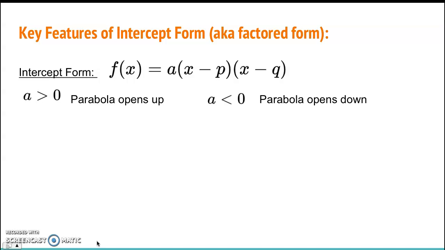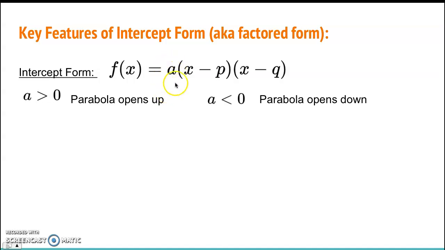Before we talk about its x-intercepts and other key features of intercept form, I want you to first look at A. A in your intercept form is the exact same A value that you have in standard and vertex form. So previously and still, if A is greater than 0, the parabola is going to open up. And if A is less than 0, then the parabola is going to open down.